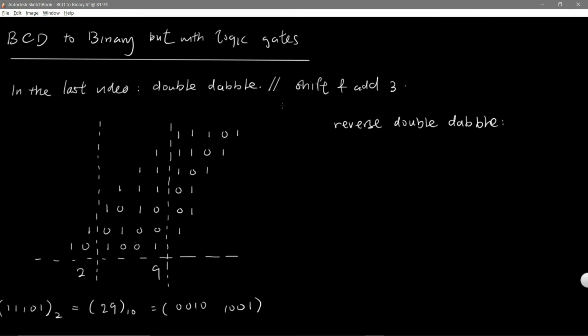Hello guys, this is Y, and today I'm going to do a video on BCD to binary conversion, but with logic gates. In the last video, I did a binary to BCD conversion. It is the same thing and it uses the shift and add 3 algorithm, also known as the double dabble algorithm. And in this video, I'm going to reverse that operation, so you can convert binary coded decimal back to binary values again.